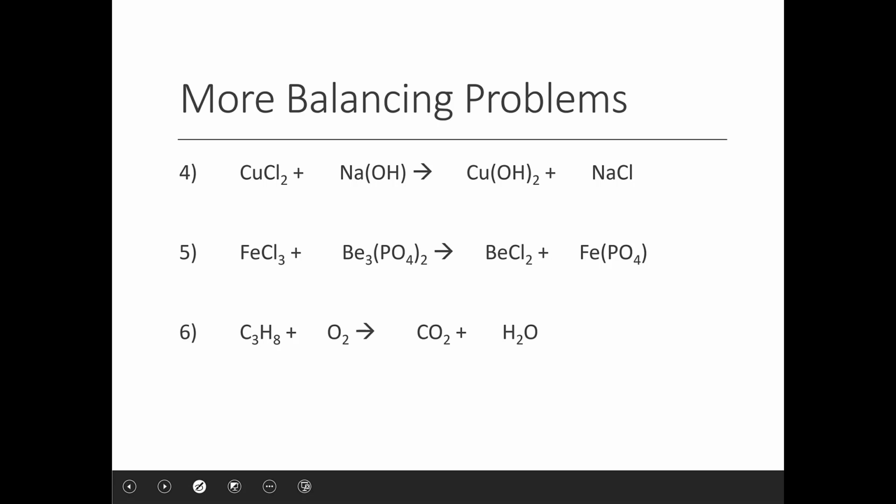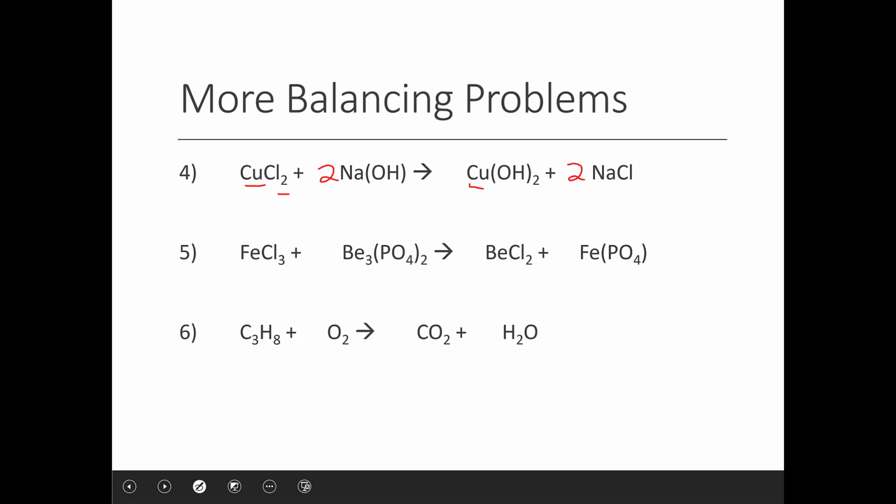So starting with the copper, right? I see that I have 1 copper on the left-hand side and 1 copper on the right-hand side, so those are balanced. So I'm just going to move on to the chlorine. Right, I see that I have 2 chlorines on the left, which means I'm going to need 2 chlorines on the right. But when I add that coefficient of 2, it also gives me 2 sodiums. So now I need to go back to the left-hand side and put a 2 in front of NaOH in order for the sodiums to balance out.